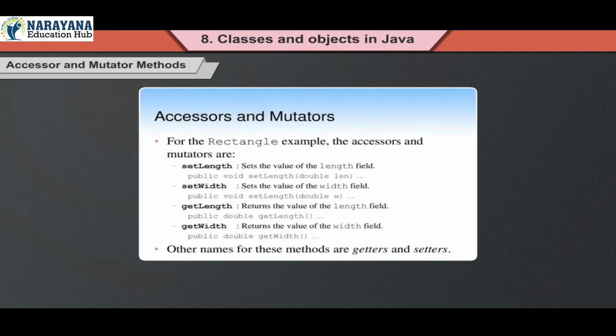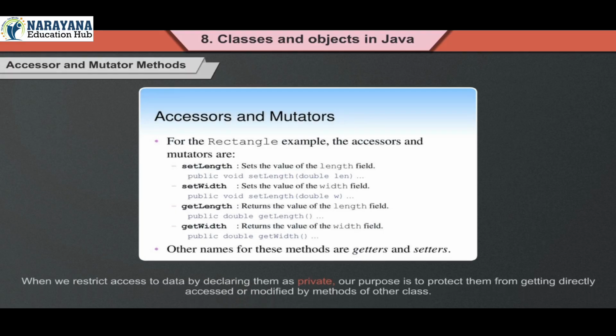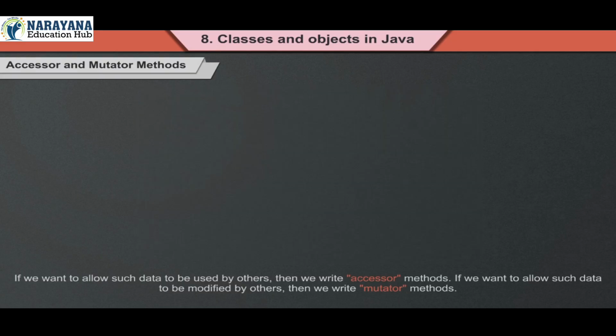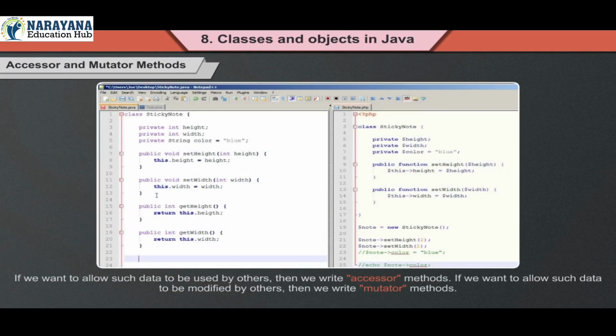Accessor and mutator methods. When we restrict access to data by declaring them as private, our purpose is to protect them from getting directly accessed or modified by methods of another class. If we want to allow such data to be used by others, then we write accessor methods. If we want to allow such data to be modified by others, then we write mutator methods.